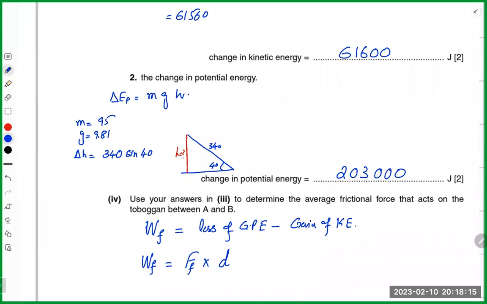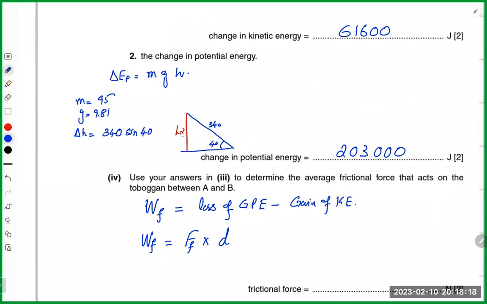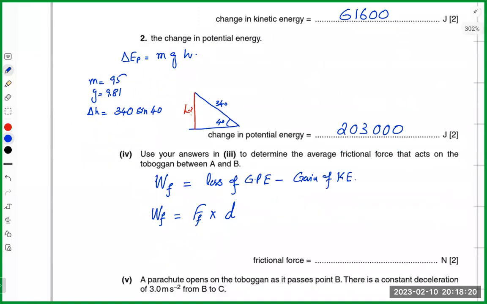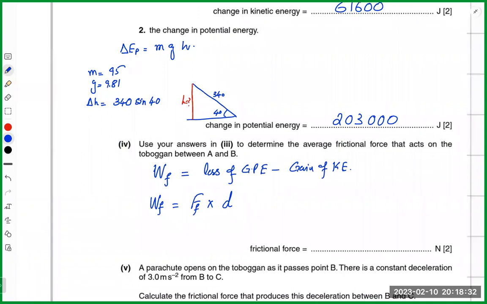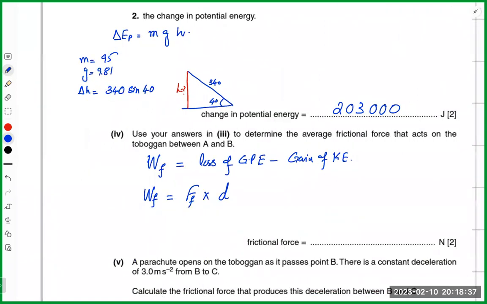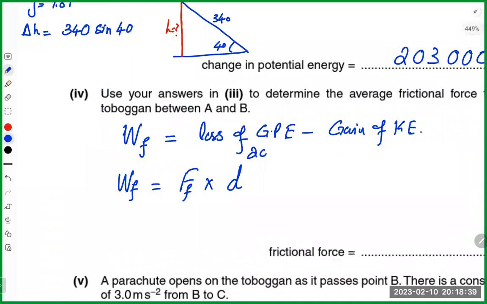Now, how can we find out how much work is done against frictional force? Loss of gravitational potential energy is actually the reason behind the increase in kinetic energy as well as work done against frictional force. So we should do this: 203,000 minus 61,600. What do we get? 141,400.